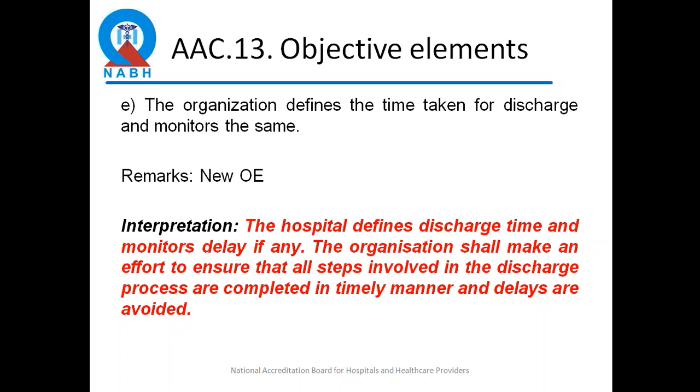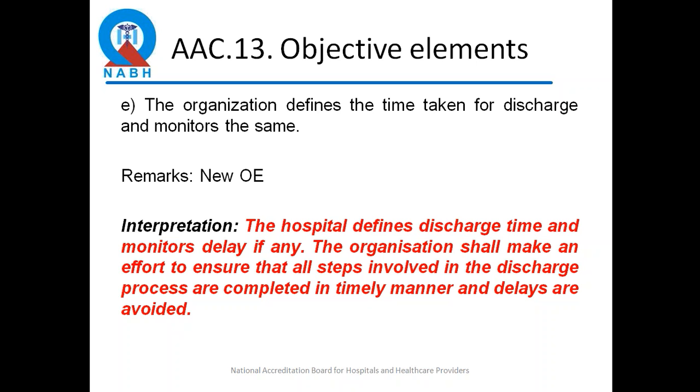But if you find that the discharge is not in a timely manner, you should not say the organization is not discharging the patients in a time-bound manner and give them one big NC. That's not the correct way to go about it. I would say that you go and check the hospital has started monitoring the time of discharge. They are making an attempt to say that we will try and discharge our patients, say, within 4 hours of the doctor's orders, and then they are monitoring.